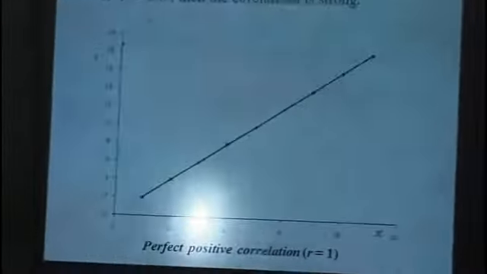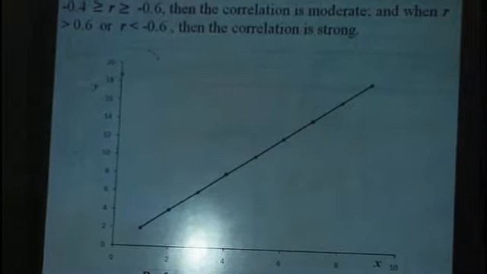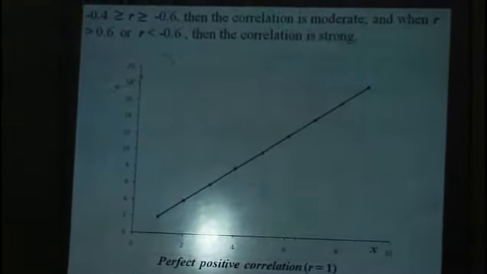Then when R falls between 0.4 and 0.6, mathematically as indicated, or on the other hand, when negative 0.4 is greater than or equal to R, and R is greater than or equal to negative 0.6, then we say the correlation between the two variables is moderate.